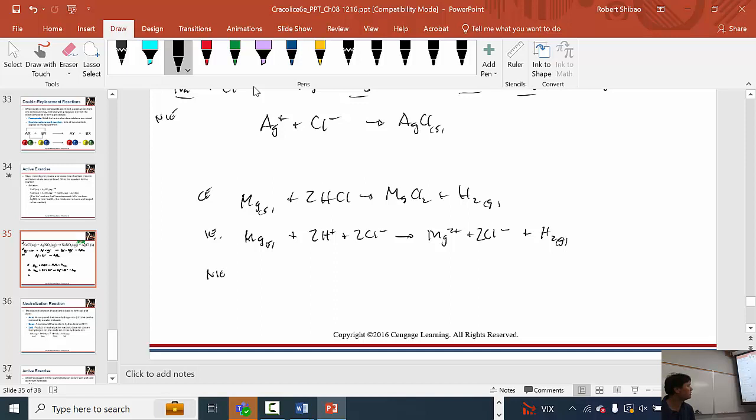All right, this is the IE. And then for the NIE, we see what doesn't react. Magnesium, did it react or not react? It did react, because what happened to magnesium? What happened to magnesium is we went from no charge to +2. That means it lost 2 electrons.